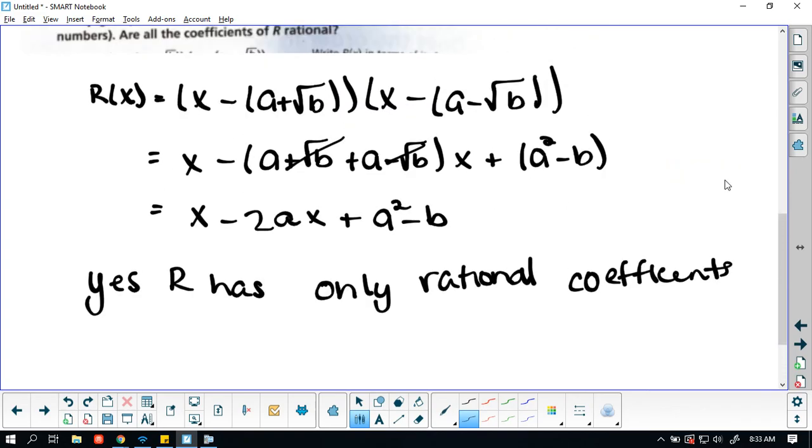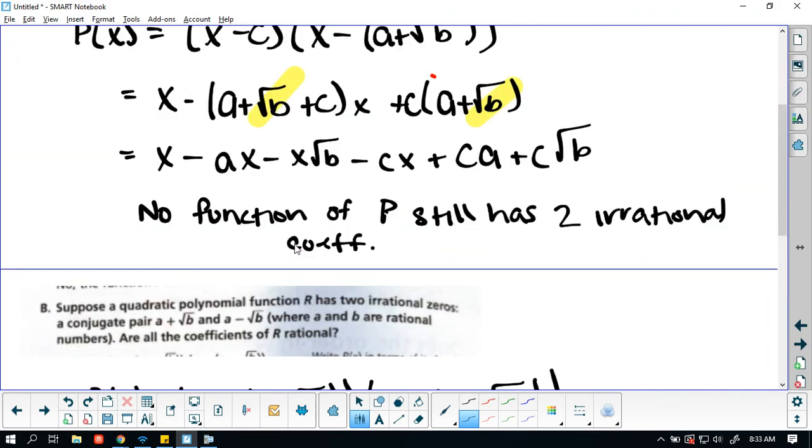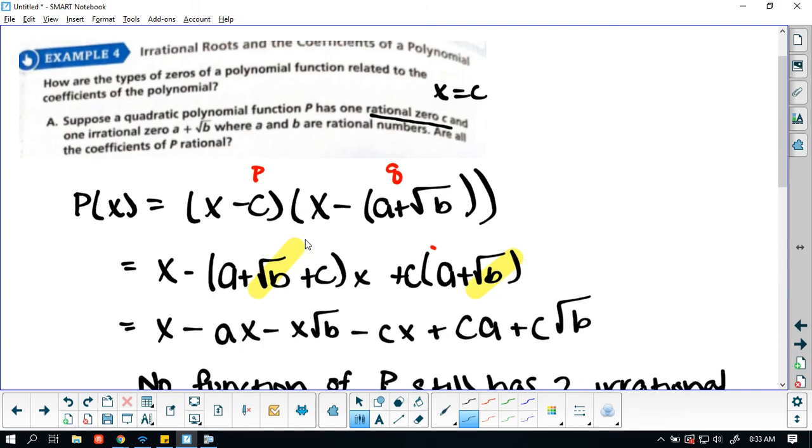And there you go. All right, these are just conceptual ones. It's looking to see what would give us irrational or rational values.